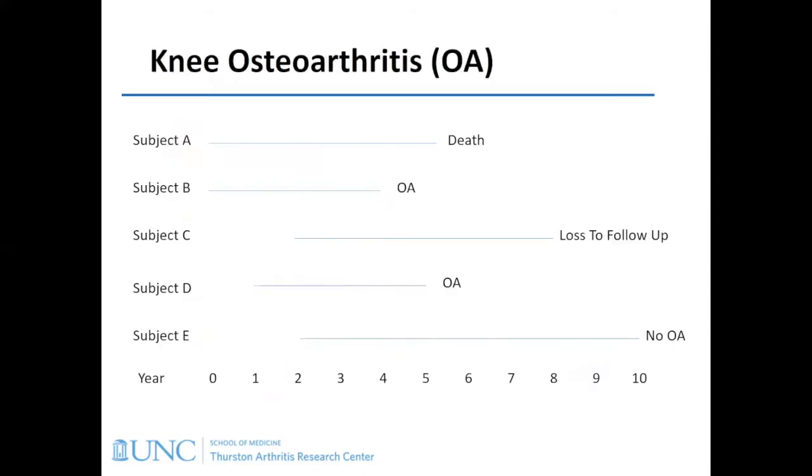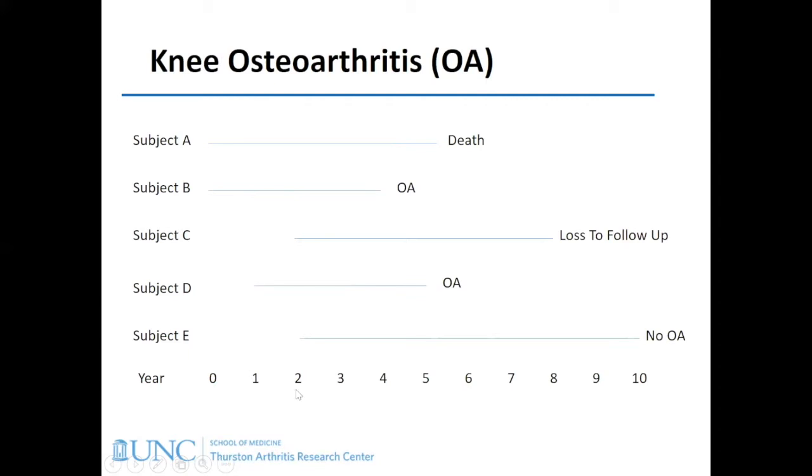So just to give an example here, this diagram is just showing individuals where we're following them to see who goes on to get knee osteoarthritis. And so you'll notice we have 5 different participants. And if you're looking at when we began this study, in year 0, you see that we had 2 participants that started right at the beginning of our study, but we had others that entered into the study a little bit later.